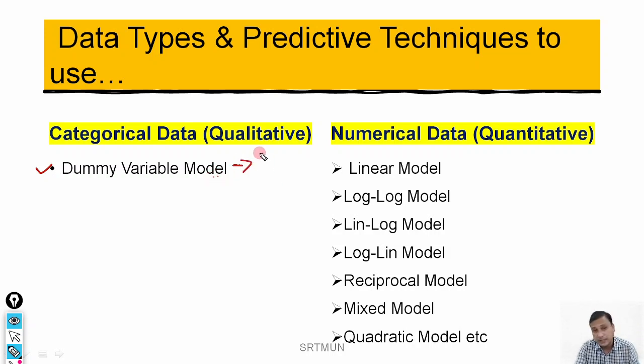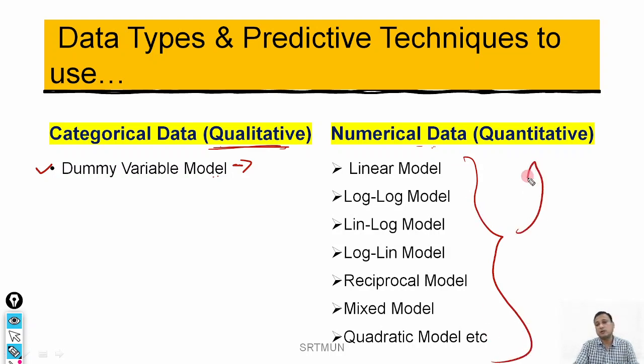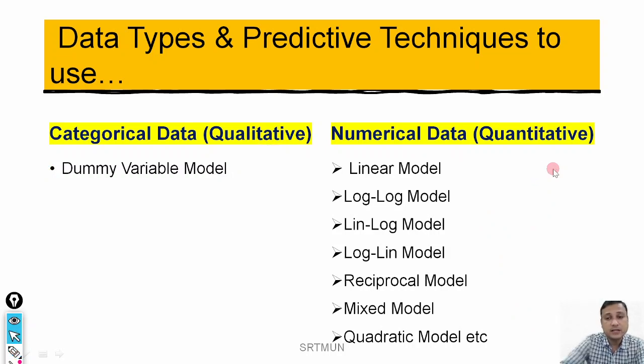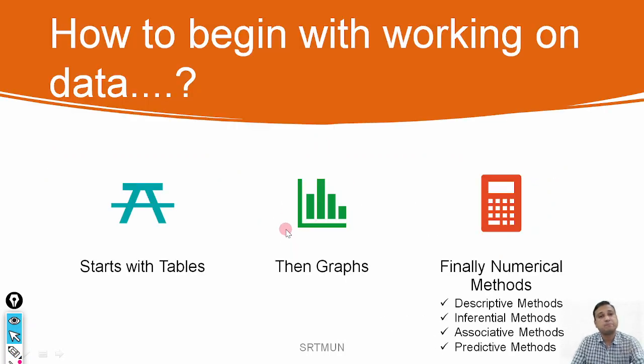There is some design. Fine. Your data should have those characteristics. Then only you can go with a dummy variable model. Fine. And so far the numerical data is concerned, there are plenty of regression models, plenty of models that you can apply on the quantitative data. Fine. Now let me take you to the further slide.